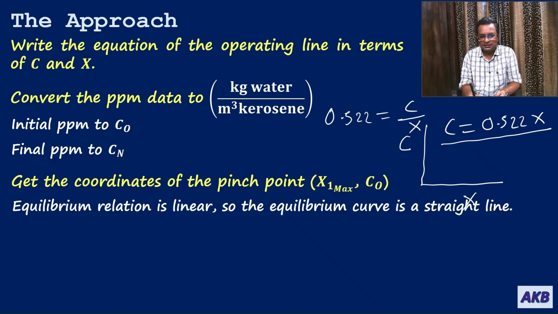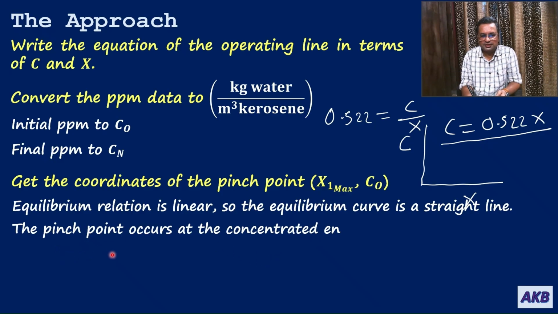What is the meaning of this? The meaning is the equilibrium curve is a straight line. And if the equilibrium curve is a straight line, then the pinch point is going to occur at the concentrated end. So the pinch point will be occurring like this. Let me show you in this graph. I will show it after some time.